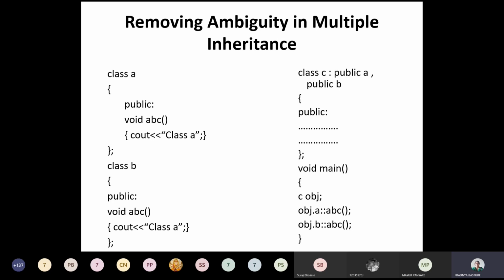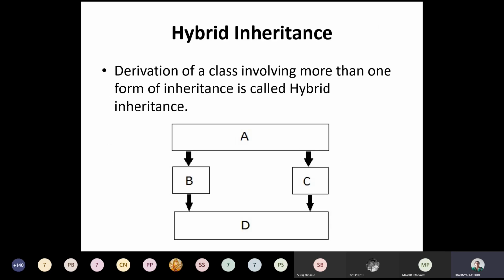So here you use the base class name, then the scope resolution operator, and the name of the method. Similarly for the other base class, you can easily tell the compiler that this is the ABC method which I want to access from this particular base class. Now the compiler will not get confused and will execute the particular base class method only. So this is one way to remove the ambiguity in multiple inheritance.